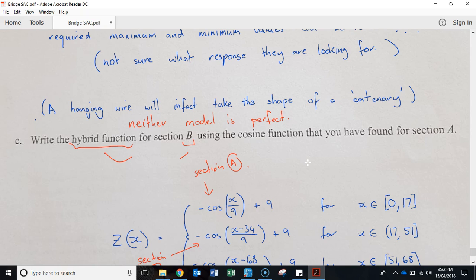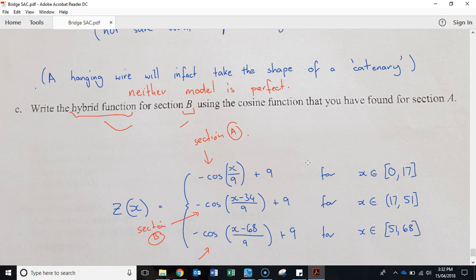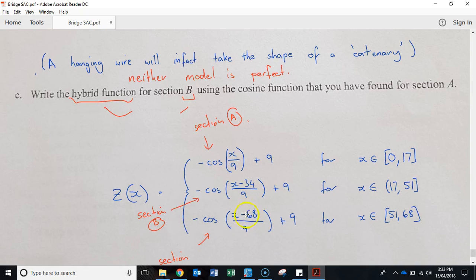This next bit doesn't make much sense either. They ask you to write a hybrid function for section B. I think they mean a hybrid function for sections A, B, and C. And we're just using the cosine rule that we established in part A, which was to use n equals 9. And we're going to shift it similarly as we did before, so that part B of the wire is part A of the wire translated 34 units to the right, and part C is part A of the wire translated 68 units to the right.